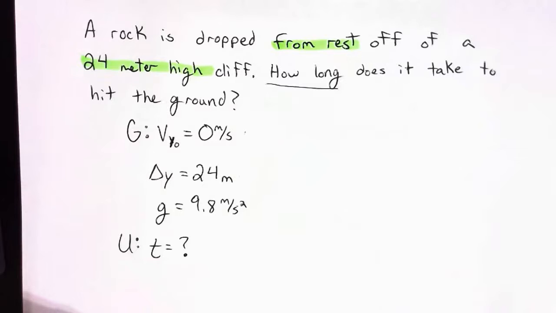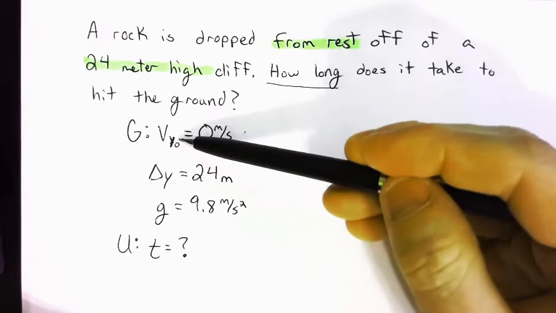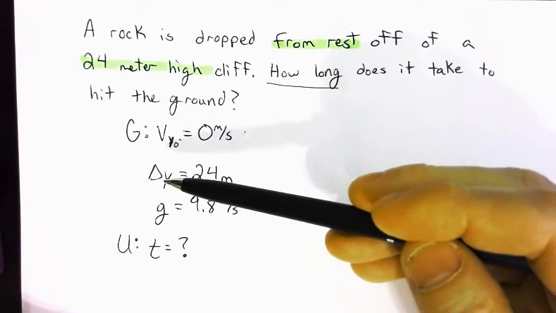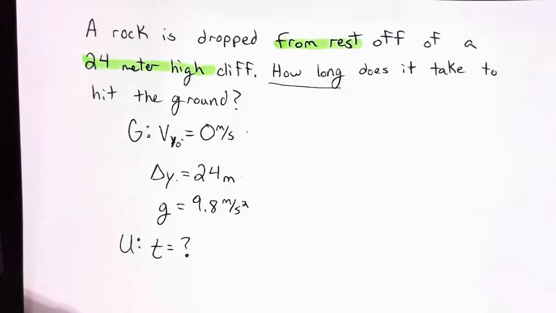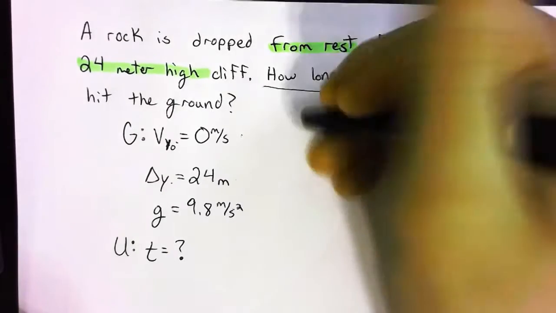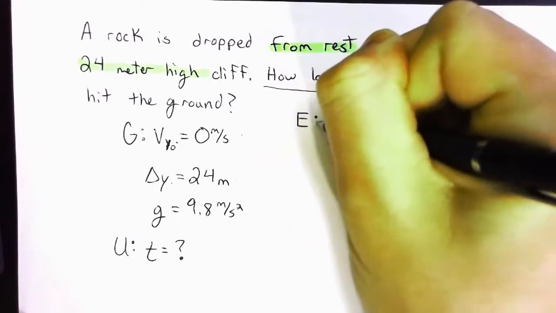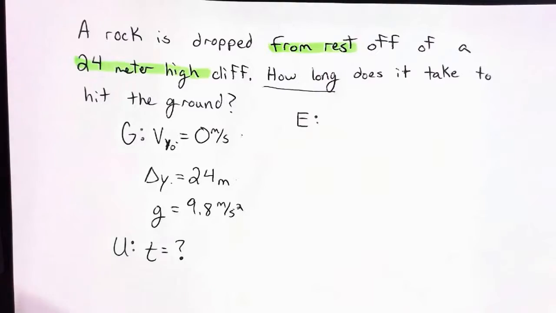Now we need to look at our formula sheet and see which formula can we use. Which formula has initial velocity, change in height, acceleration, and time, meaning we don't have a final velocity here. And you'll see that the second kinematic listed is going to be the one to use. So the next one we'll write is our equation. Now just write out the equation fully. Don't rearrange it at all.